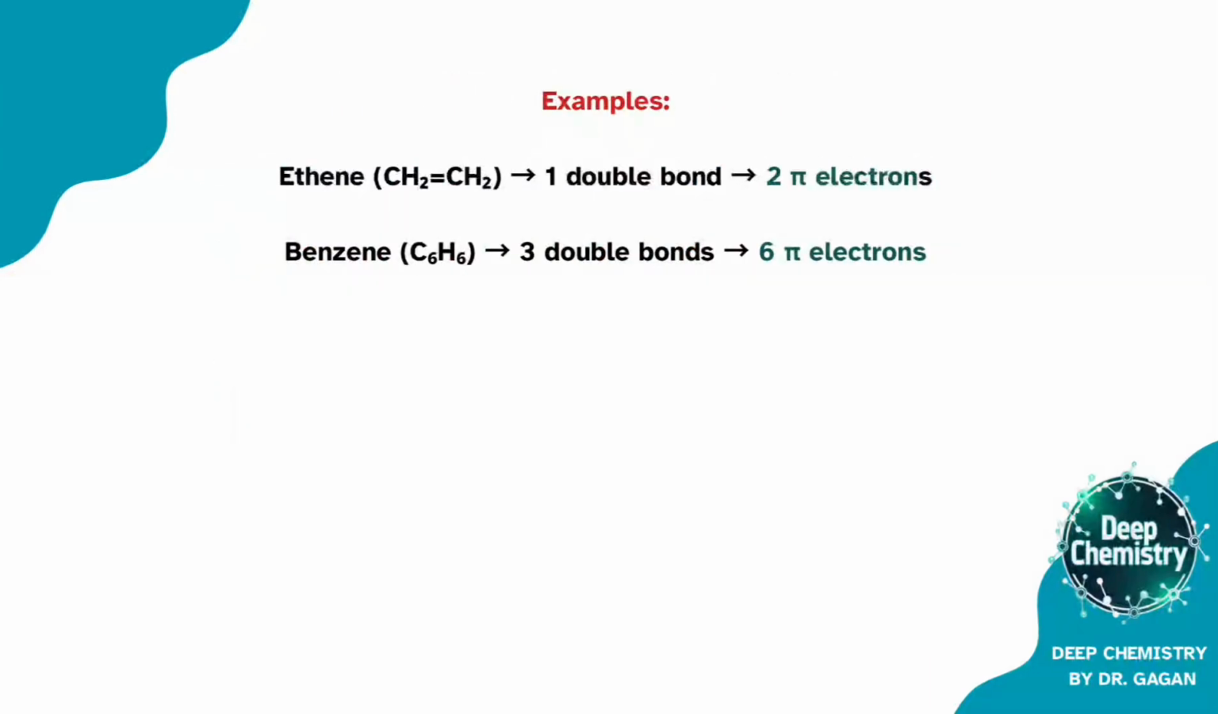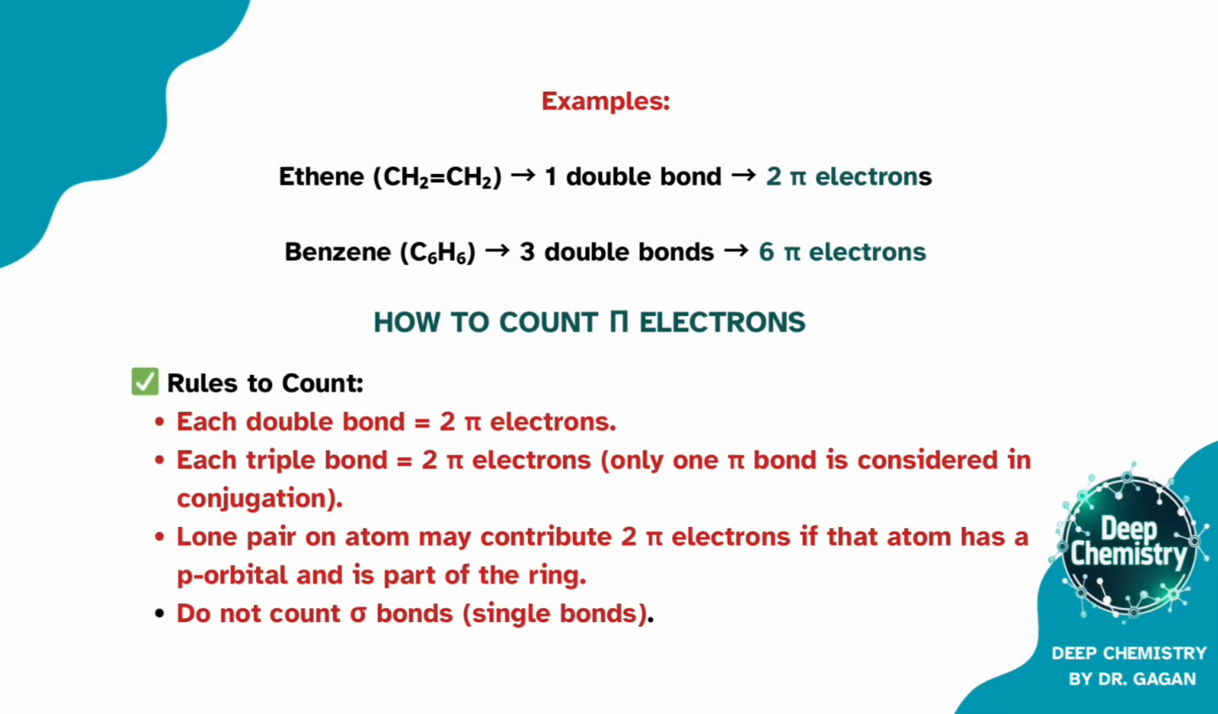For example, ethene has one double bond, so 2 pi electrons. Benzene has 3 double bonds, so 6 pi electrons. So to count pi electrons, remember each double bond contributes 2 pi electrons, and each triple bond contributes 2 pi electrons. A lone pair can also give 2 pi electrons if it is part of conjugation. Never count sigma bonds. But what is conjugation?